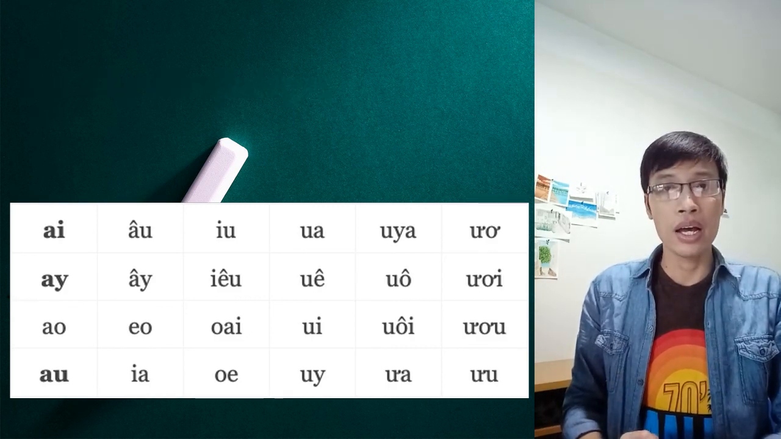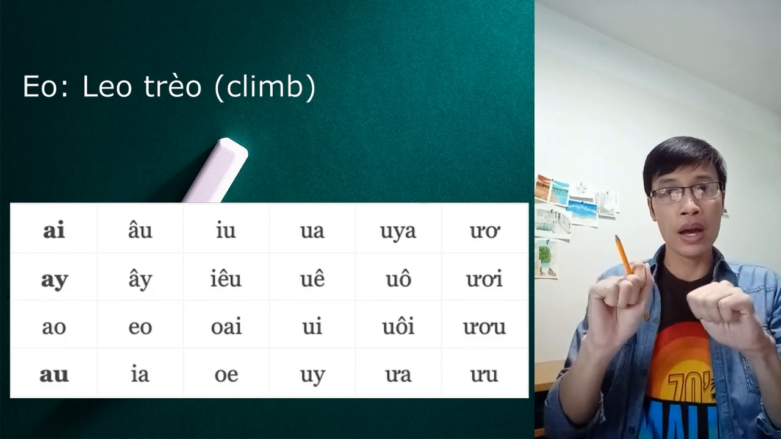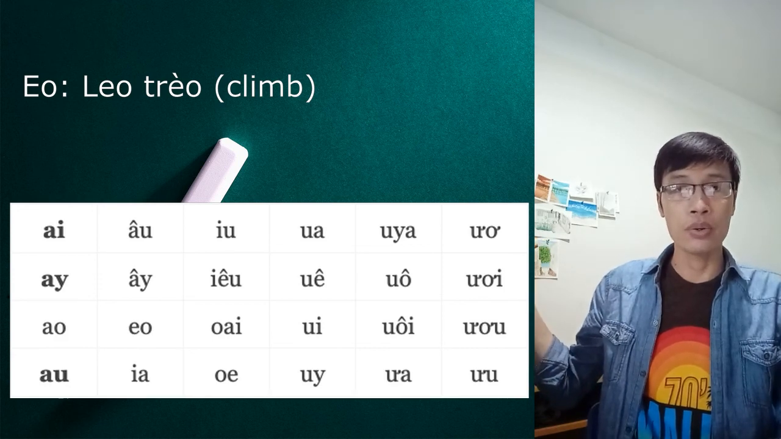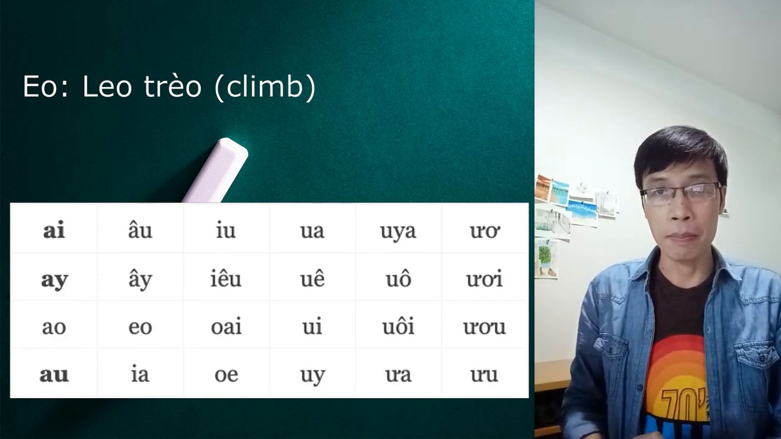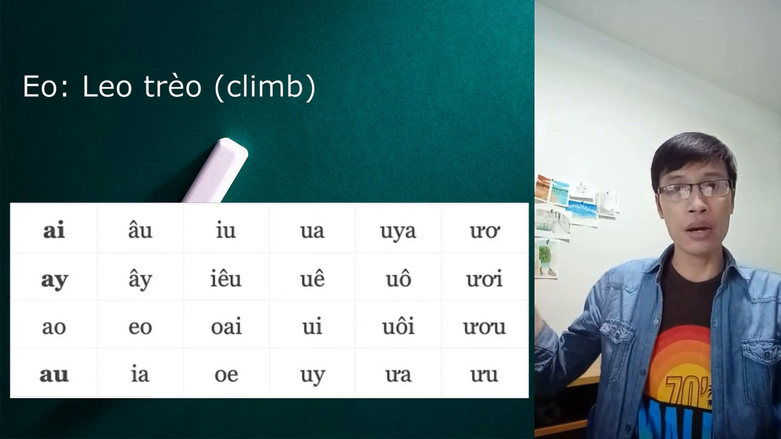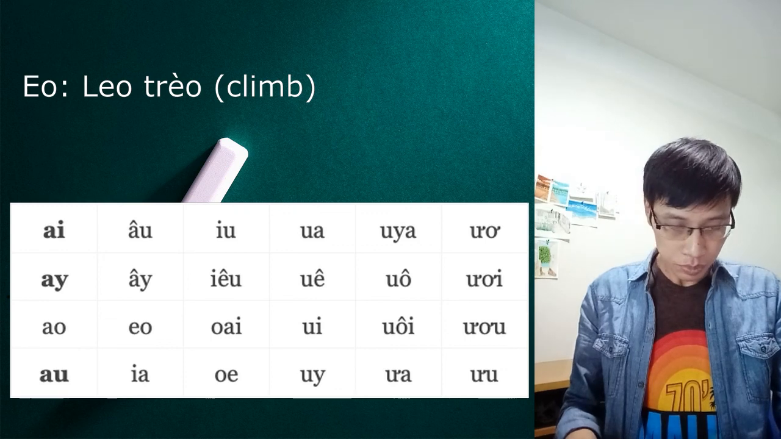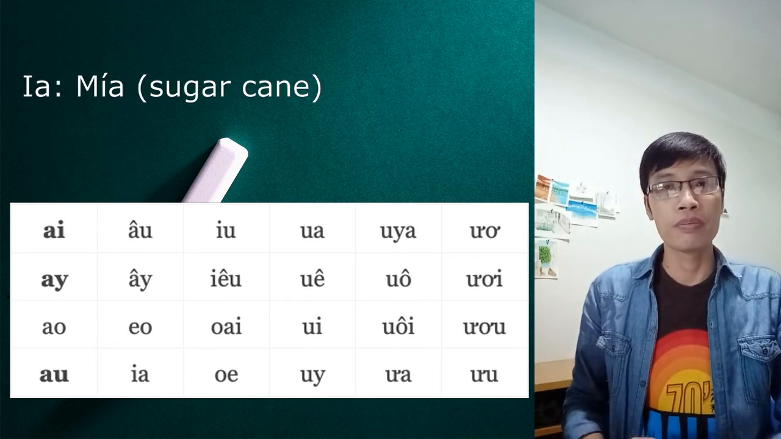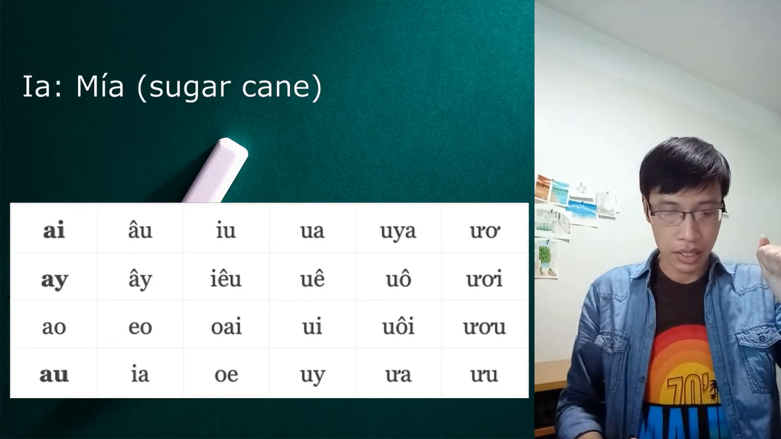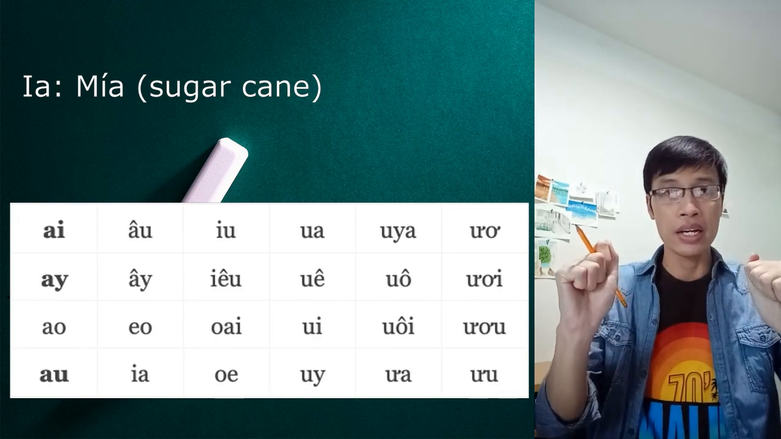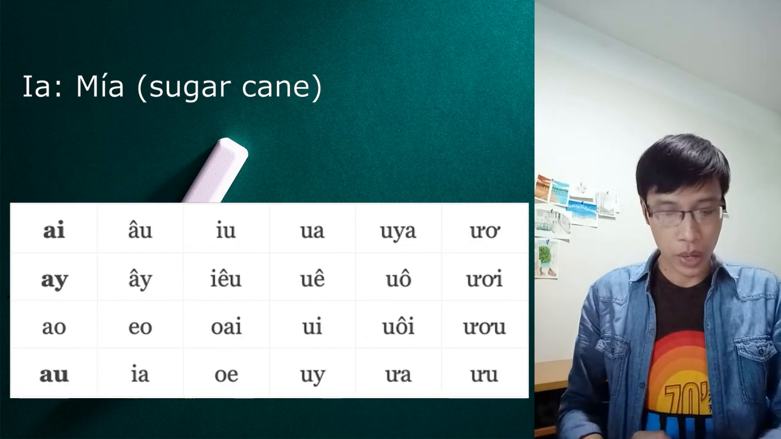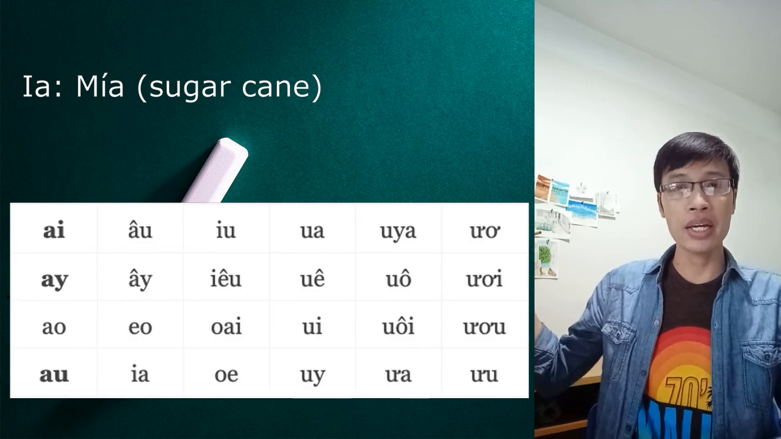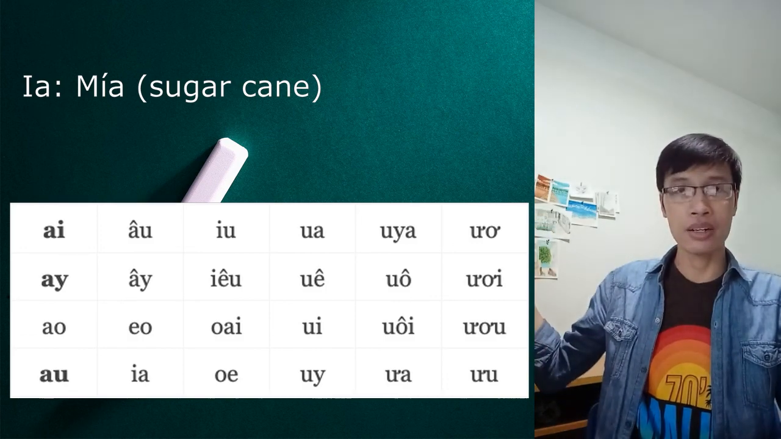Next, we have eo. Leo trèo, it means climb, okay? Leo trèo. The next one, we have the vowel I and A: ia. For example, mía, sugar cane, okay? Mía, cây mía, okay?